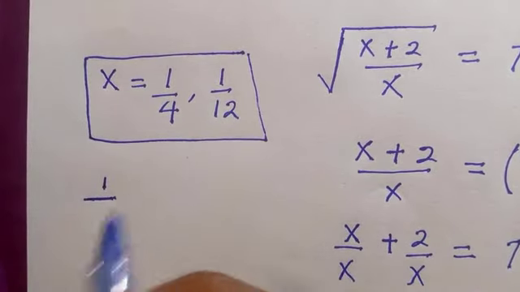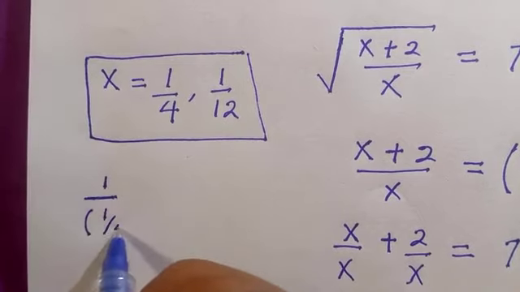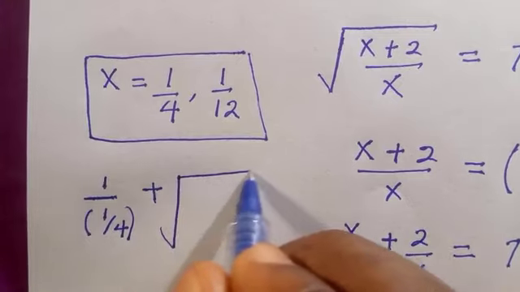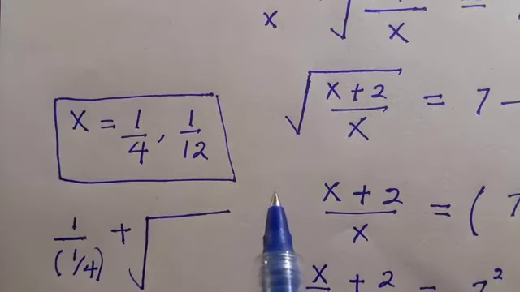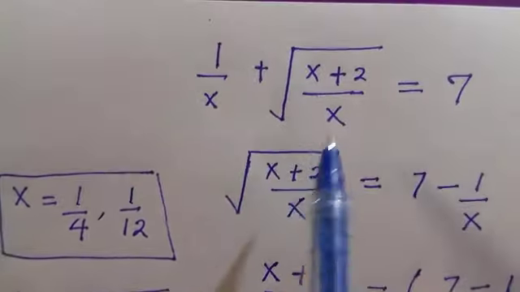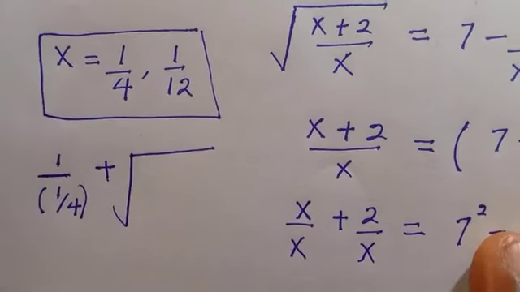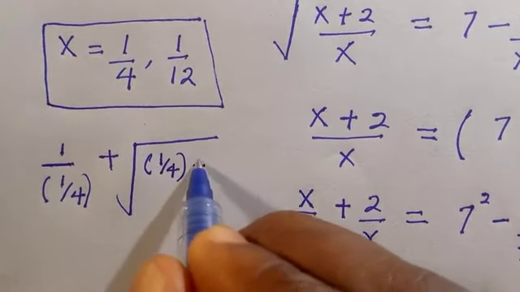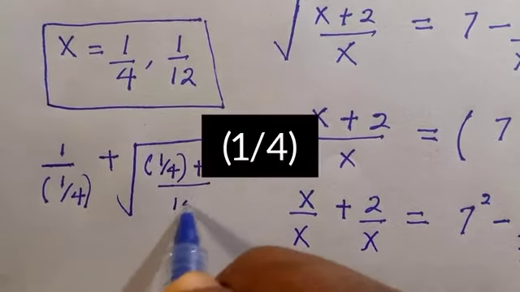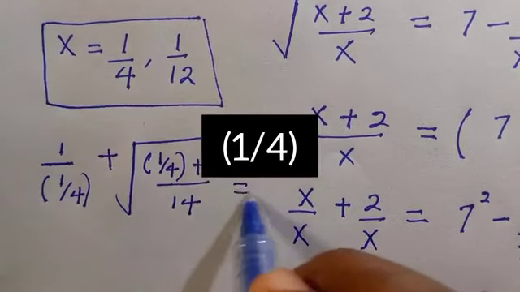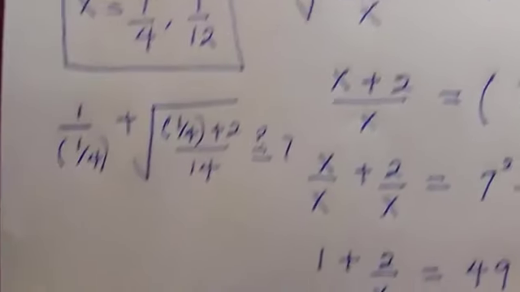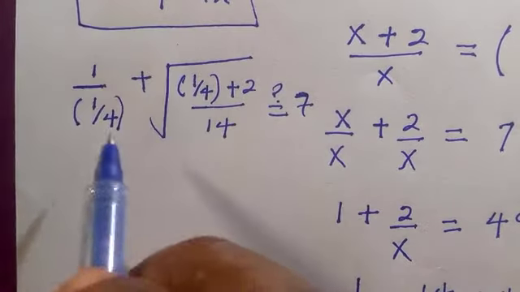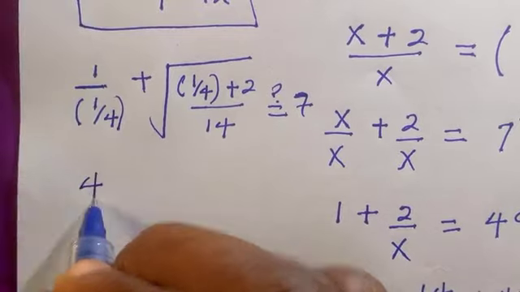So hereby, at x equals 1 over 4, we have 1 divided by 1 over 4, then plus the root of x plus 2 divided by x. The value of x still remains 1 divided by 4, so everything equals 7. So the next thing we are going to do here is, 1 divided by 1 over 4 is just like 4, by taking the reciprocal.